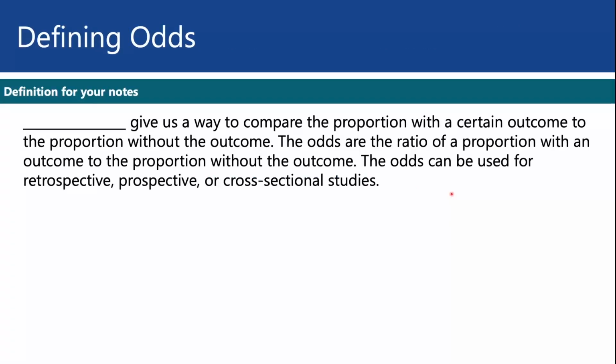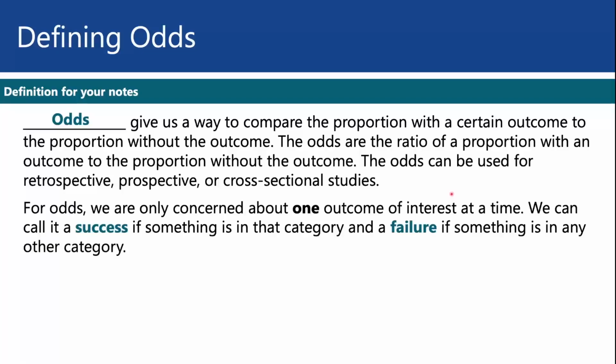So getting out your notes, odds give us a way to compare the proportion with a certain outcome to the proportion without the outcome. Odds are the ratio of a proportion with the outcome to the proportion without, and they can be used for retrospective, prospective, or cross-sectional studies. For odds, we're only concerned about one outcome of interest at a time. You would call it a success if something is in that category and a failure if it's anything else. So we really walk through things piecewise, only thinking about one thing at a time.